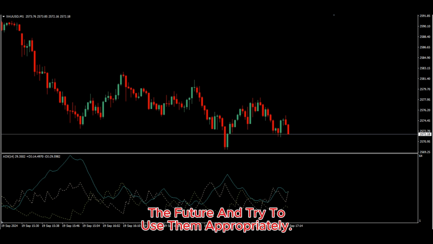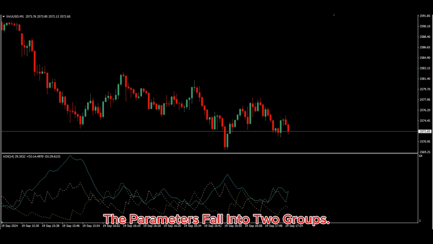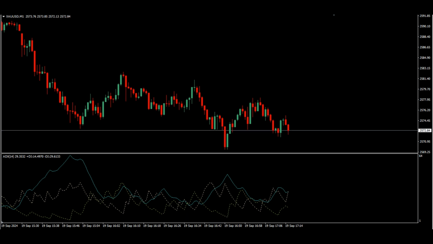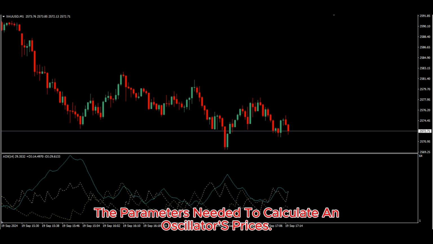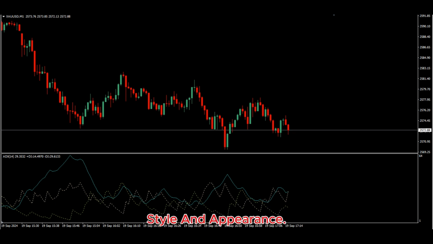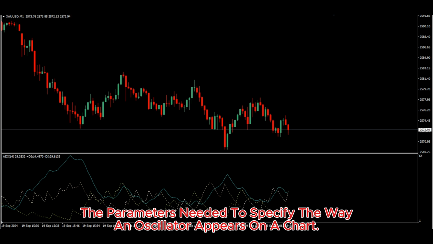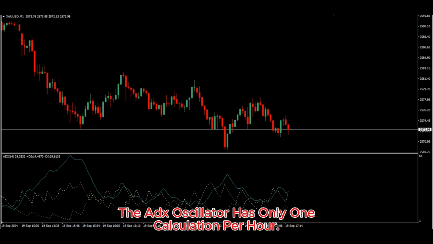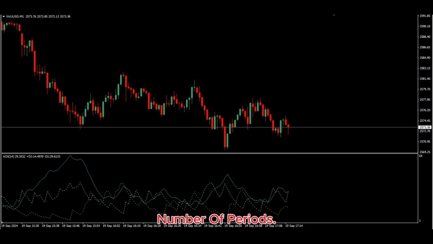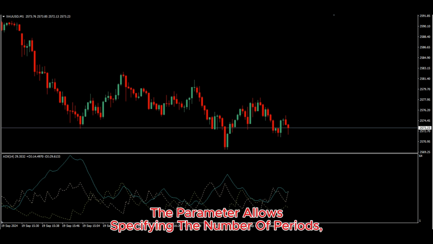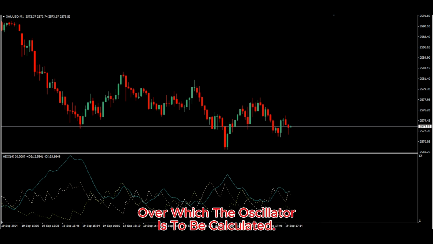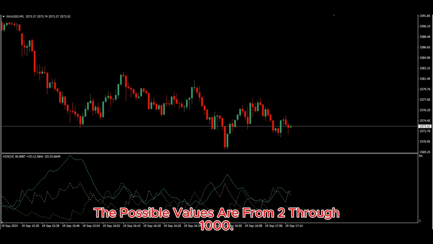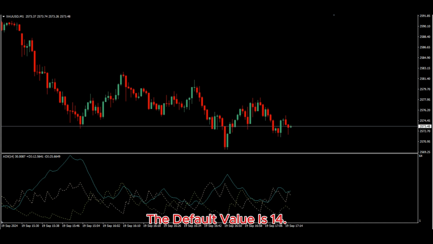The parameters fall into two groups. Calculation: the parameters needed to calculate an oscillator's prices. Style and appearance: the parameters needed to specify the way an oscillator appears on a chart. The ADX oscillator has only one calculation parameter: number of periods. The parameter allows specifying the number of periods over which the oscillator is to be calculated. The possible values are from 2 through 1000. The default value is 14.